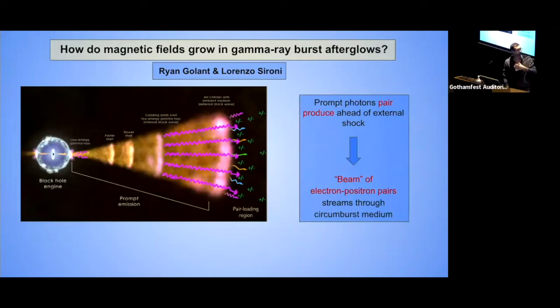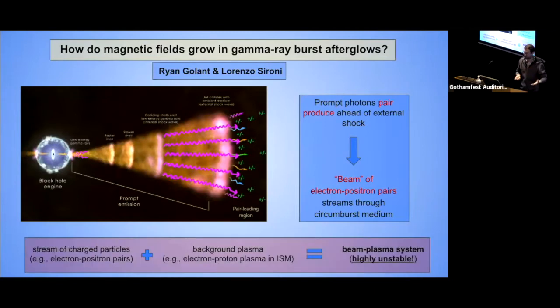So a key ingredient that a lot of models of GRBs are missing is the fact that actually in the early afterglow stage, some prompt photons stream ahead of the relativistic shock. And there in the upstream of the shock, they seed this circumburst medium with electron-positron pairs through pair production. So we end up with this beam of streaming electron-positron pairs ahead of the shock.